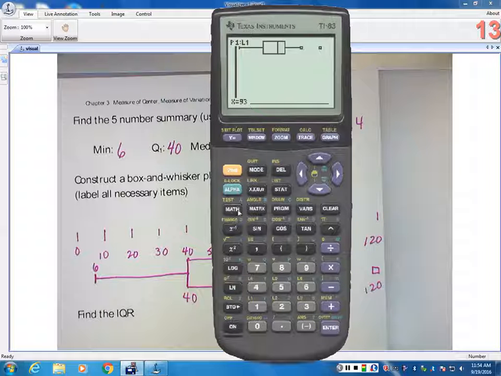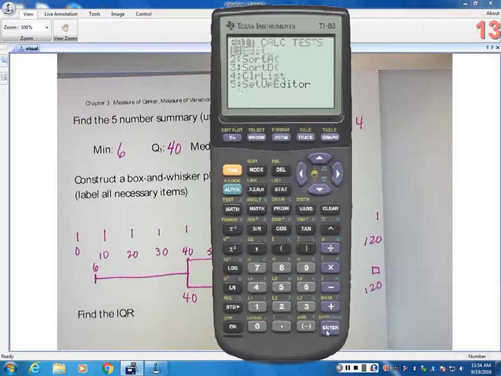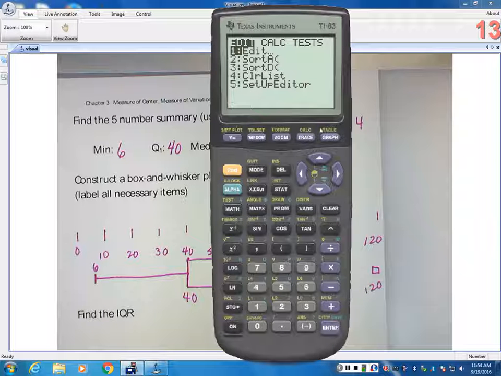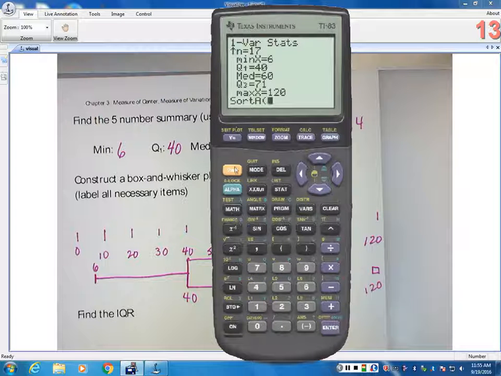Since we've got the data in the calculator, let's go back to stat and edit. And it would be easier to see what these numbers were if I had them listed in numerical order. Does anybody remember how you put the data in list 1 into numerical order? We hit stat and go down and choose either sort ascending or sort descending. I'm going to do ascending. And I want to sort the data that's in list 1. So I hit 2nd and 1 and close the parentheses.